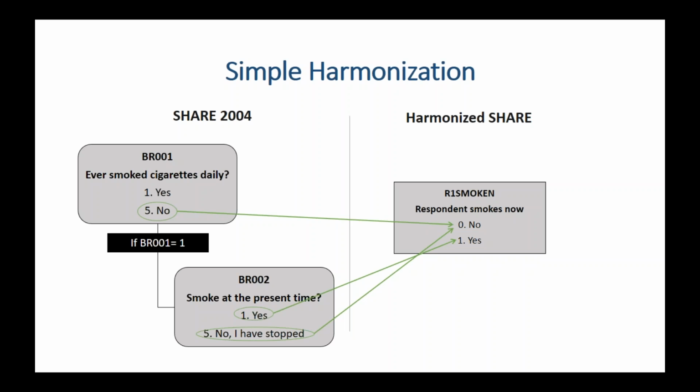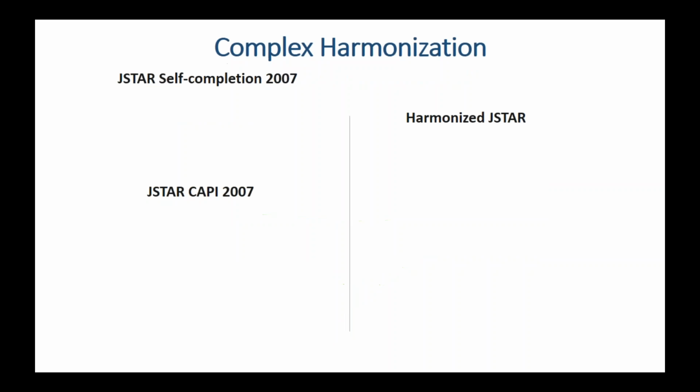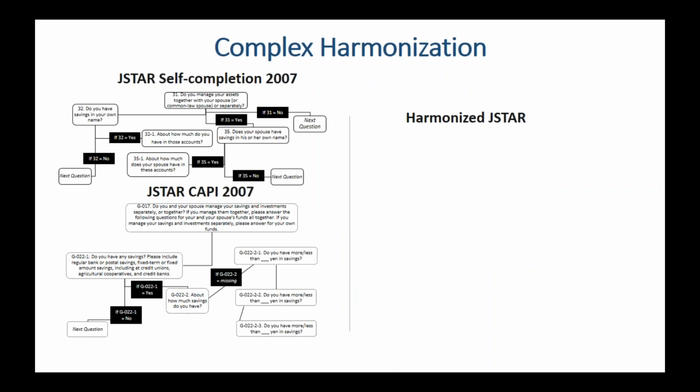This is a really simple example, right? We only have to account for one survey skip pattern. This might save you 1 or 2 minutes if you use the harmonized data set. But they also get really quite complicated.